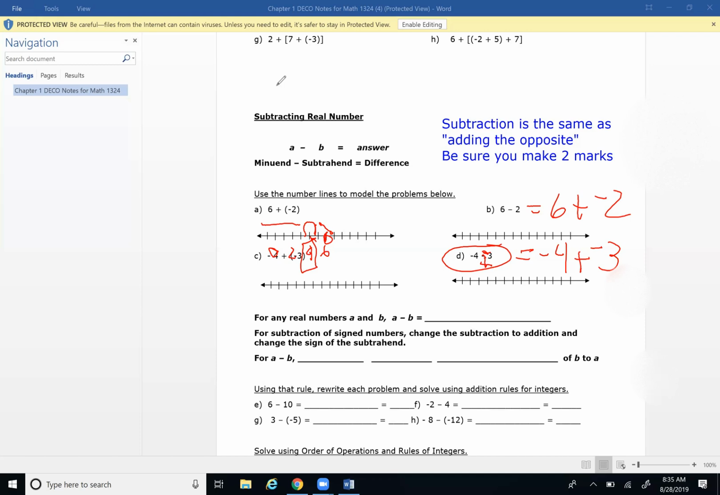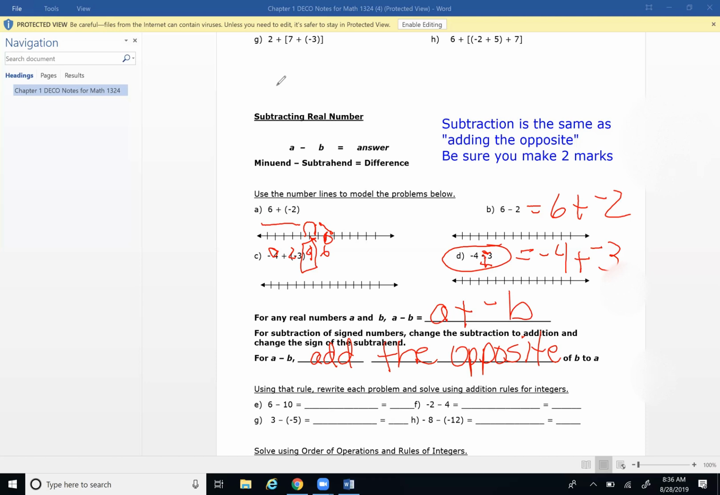I've made a vertical line to make the plus and then a little negative to go with it. So for any real numbers, A and B, if I want to subtract B from A, that's going to be the same thing as A plus a -B. Okay? So in other words, for A minus B, you want to add the opposite of B to A. That's our rule. So that's just going to be a little add-on that you put at the bottom of the rule we already have for adding signed numbers. We can quickly change subtraction to adding the opposite, and then we can use the rules we already know.